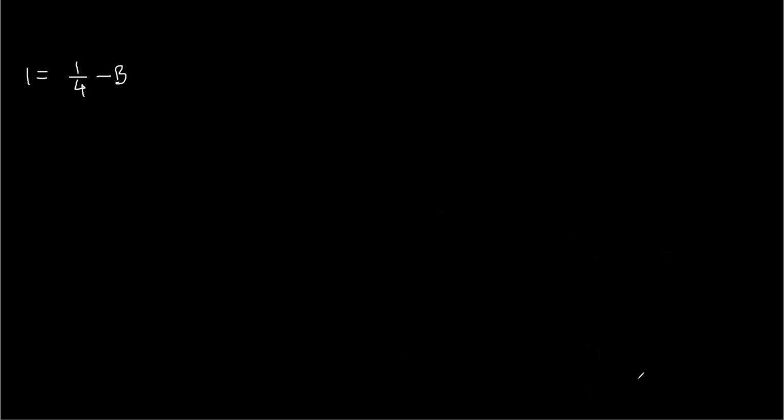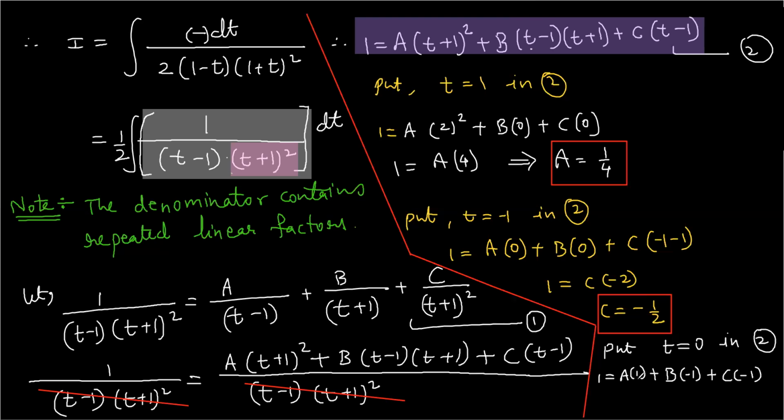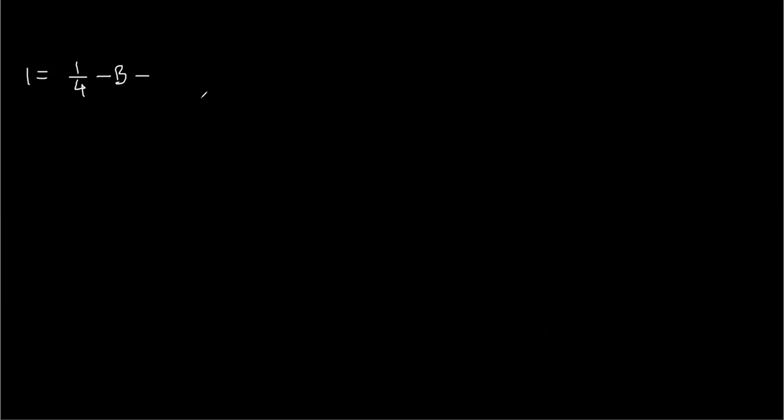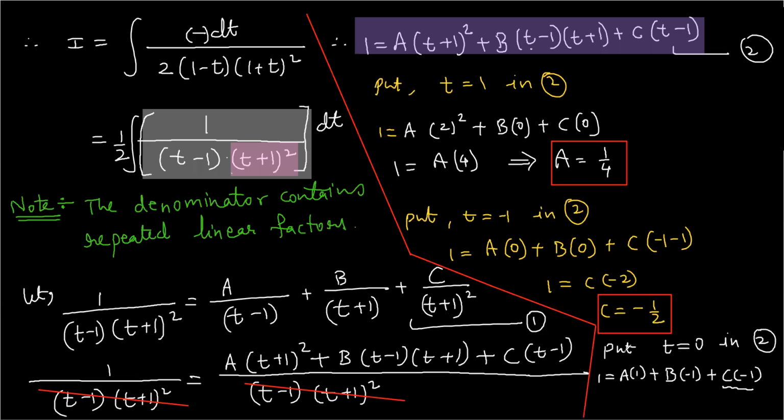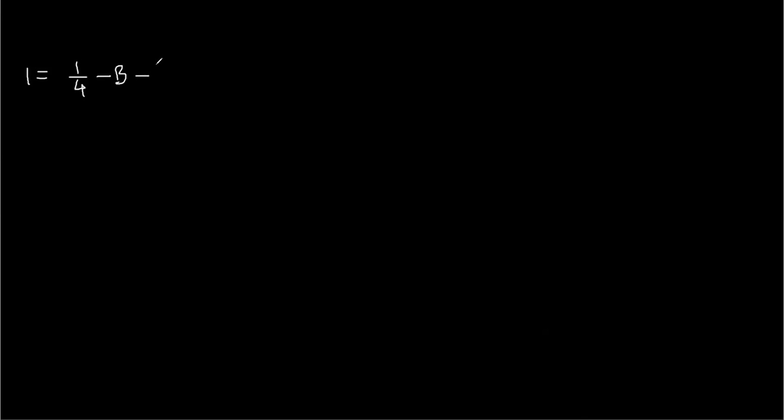And then here I have minus of C. See, I have minus C. C into minus 1 is minus C. So it will be minus of C. But what is C? C is minus 1 by 2. So here, minus of minus 1 by 2. So you get 1 equals 1 by 4 plus 1 by 2 minus B.